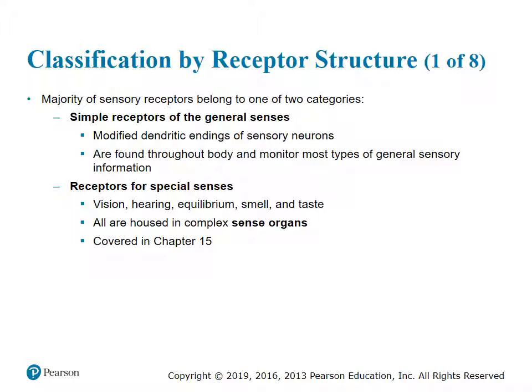Okay, so as far as the structure, now we're looking at types of receptors based on structure. They're usually going to belong to one of these two categories: the receptors for general senses and the receptors for special senses. So the key words are general sense versus special sense, right? Okay.